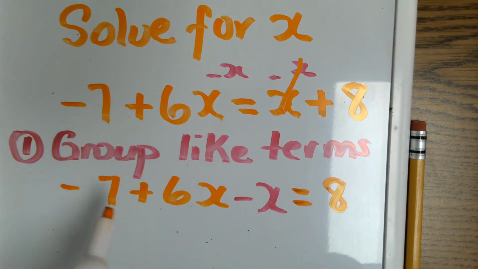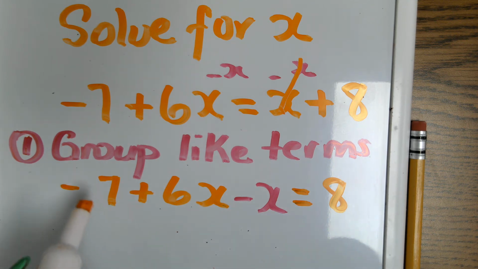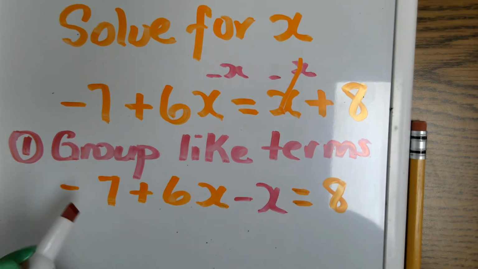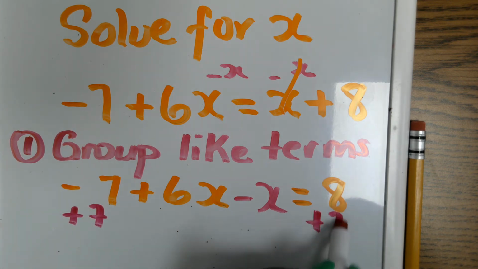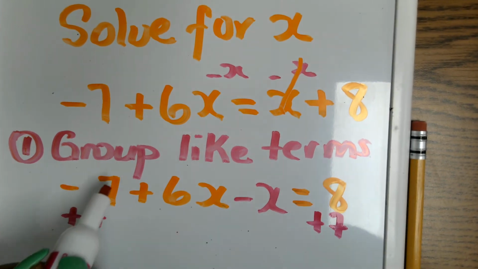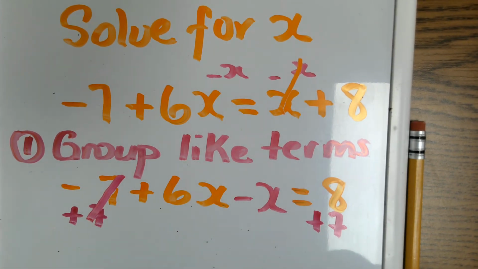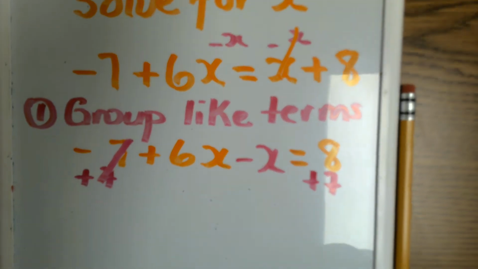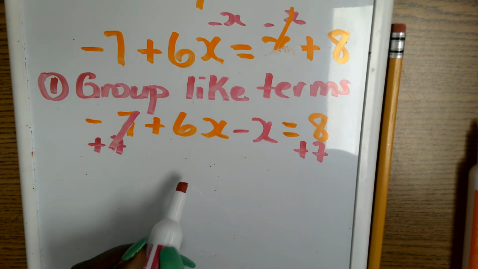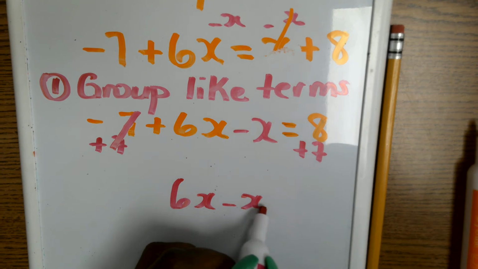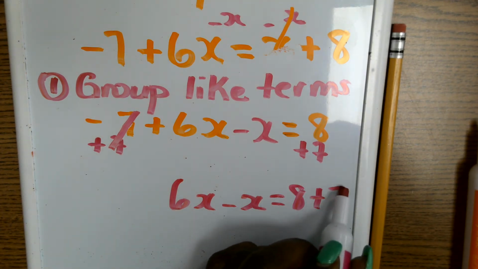Now we have over here negative 7 plus 6x minus x. For our next step, there's still a constant here, and it is negative 7. How do we get rid of that negative 7? We do the opposite of subtraction, which is addition. And so we're going to be adding 7 to both sides. So negative 7 plus 7, that's gone, that's 0. And so what we have left is 6x minus x, and it's equal to 8 plus 7.